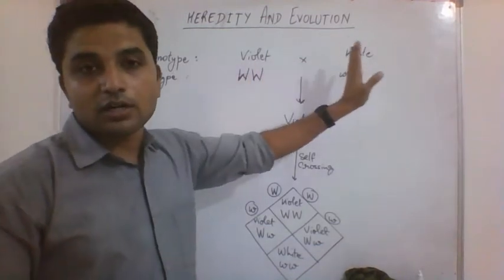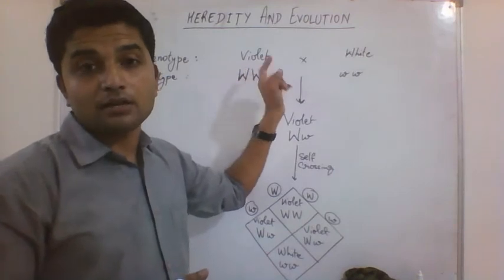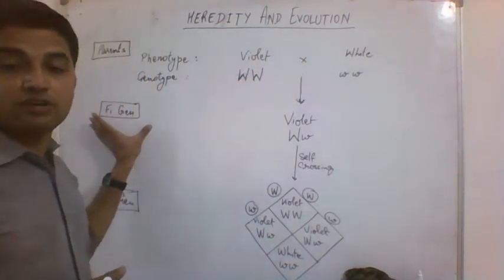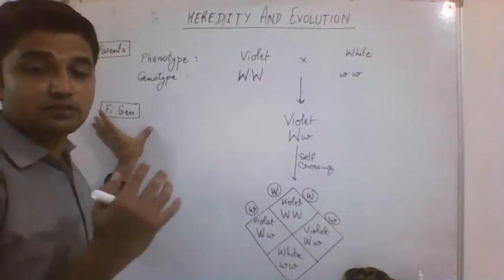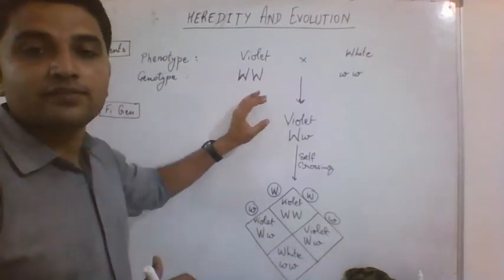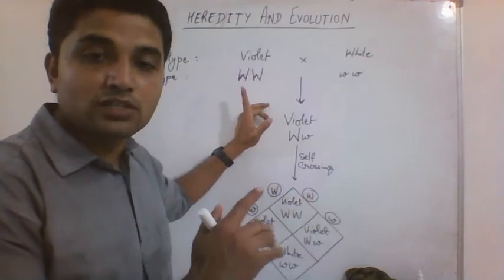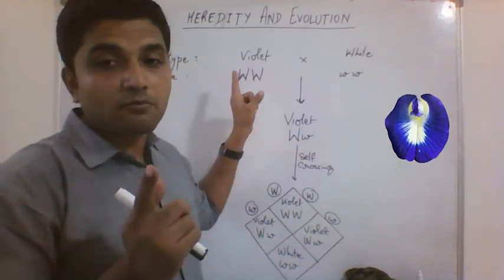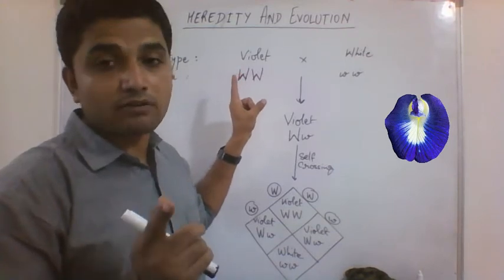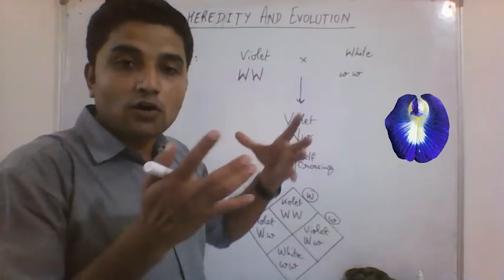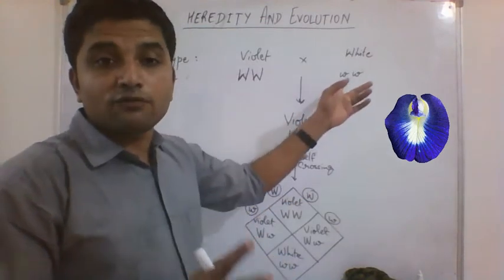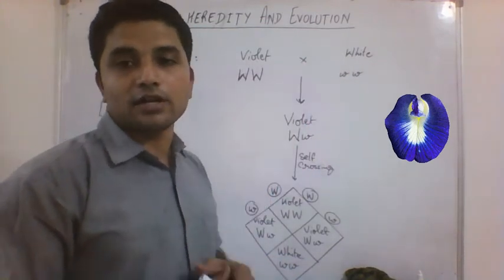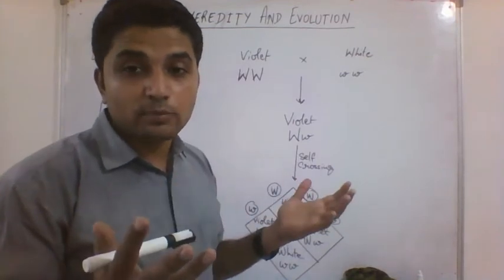When you cross a dominant violet plant with a white plant, as Mendel did, he got the F1 generation, the first filial generation, and he saw that all the offspring of this cross were violet flowering plants. He crossed a violet flowering plant with a white flowering plant, and none of their offspring got white flowers. All of them got violet flowers. What could be the reason?